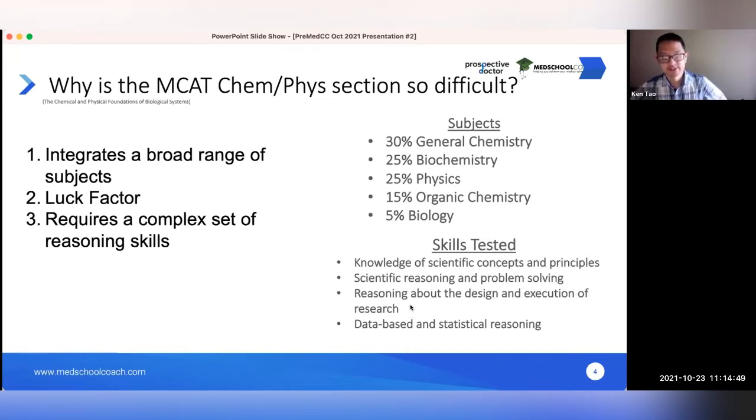So next, reasoning about the design and execution of research. So something that you want to start to build as a pre-medical student is, of course, doing well in your college classes, but also getting experiences. When it comes to experience, there's clinical, volunteer, research, and leadership experience. And at this point, what I'm looking at here is research experience.